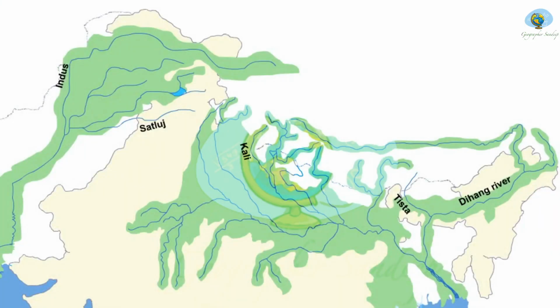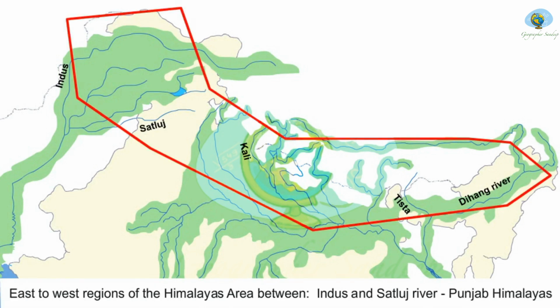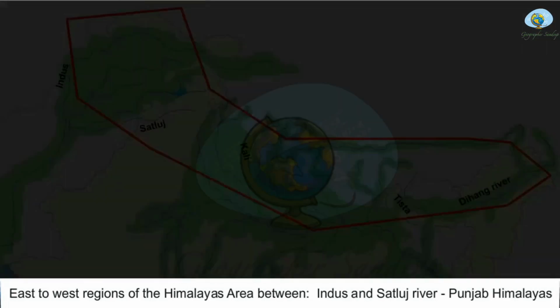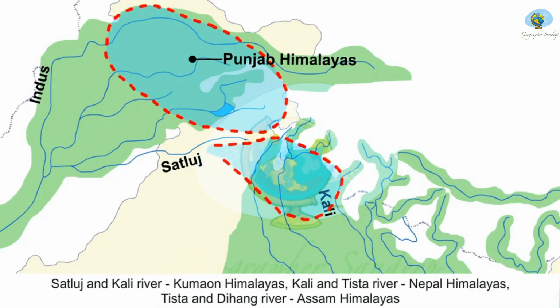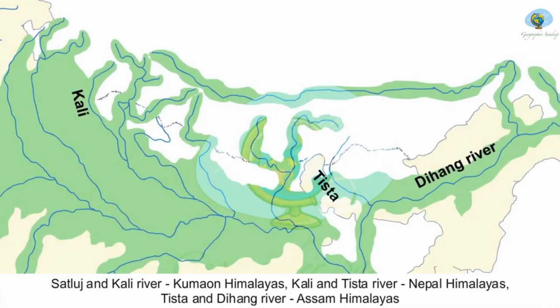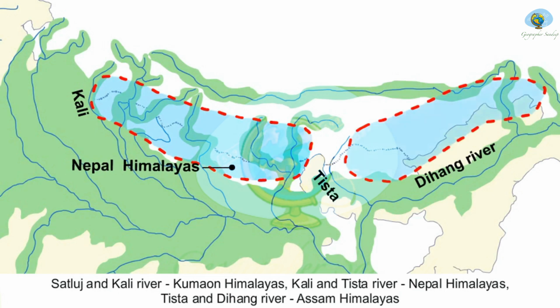The Himalayas are also divided into regions from east to west on the basis of river valleys. Area between Indus and Sutlej River is Punjab Himalayas. Between Sutlej and Kali River is Kumaon Himalayas. Between Kali and Teesta River, Nepal Himalayas, and between Teesta and Dihang River is Assam Himalayas.